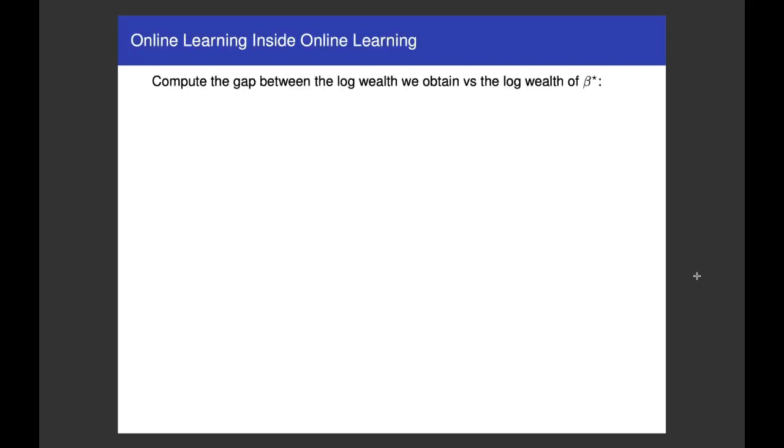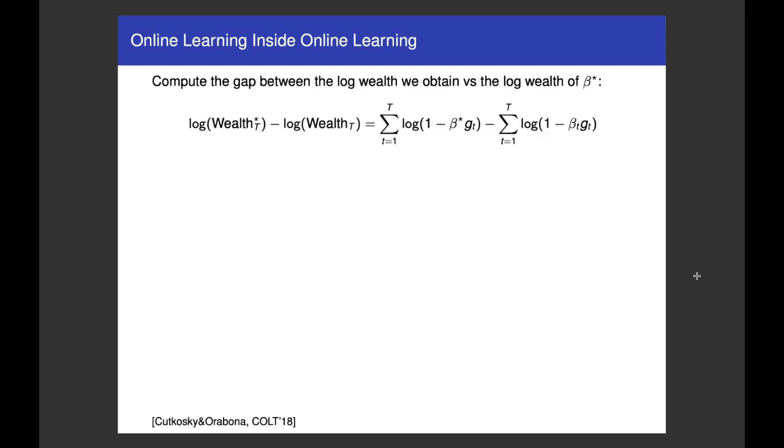This part is going to be a sort of cute trick in some sense. So I'll call this online learning inside online learning, which I think will be clear why in a minute. So we're going to compute the gap between the log wealth we obtain and the log wealth of beta star. So if we call wealth star the wealth of beta star, we just apply our log term. And now I'm going to do some algebraic trickery. I'm going to define this loss LT as minus log 1 minus beta g. And just by definition, now I can rewrite this expression as LT beta t minus LT beta star.